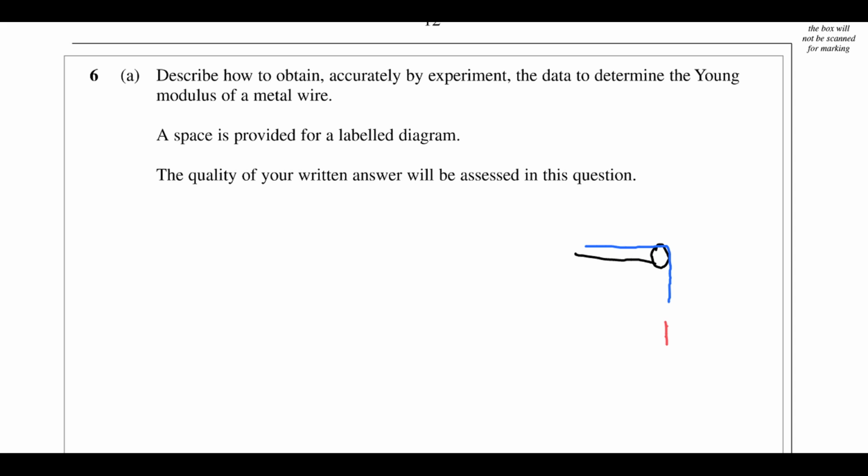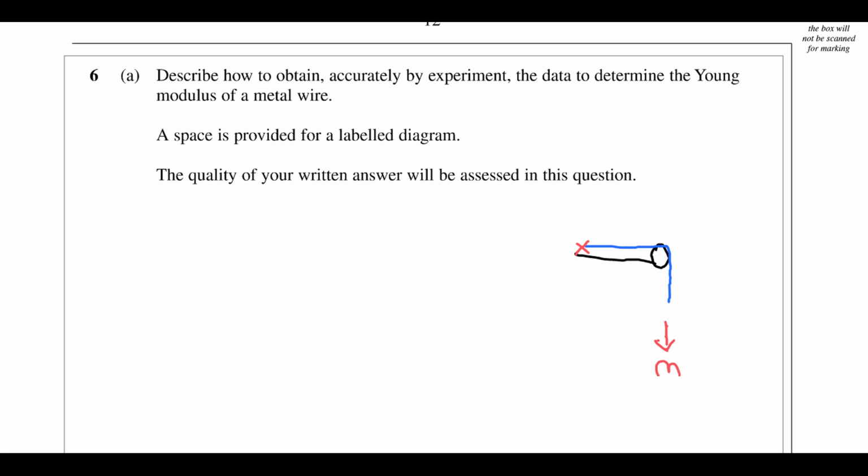And then what you do is hang masses on the end of it and fix that end, and you vary the mass and you measure the length and get the extension by some mechanism. So that's the general principle of how this works.